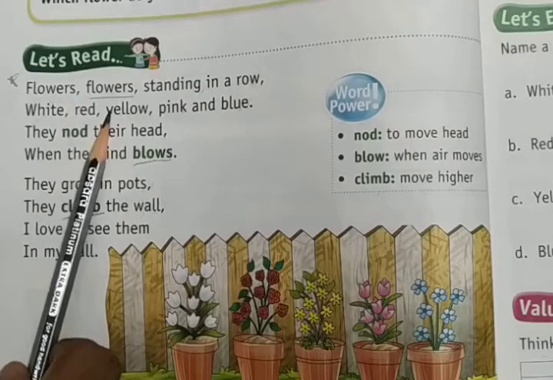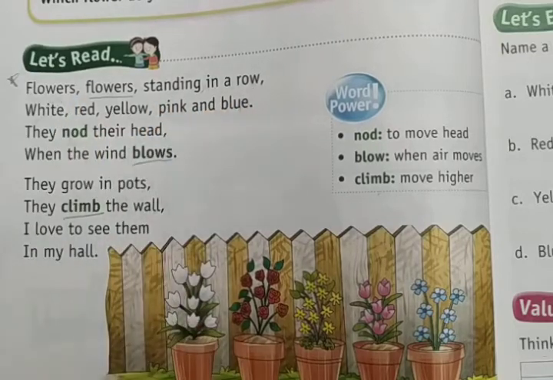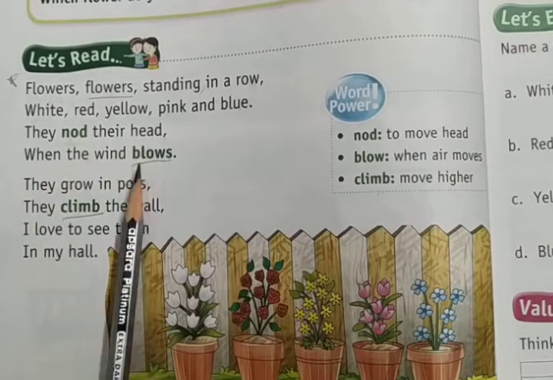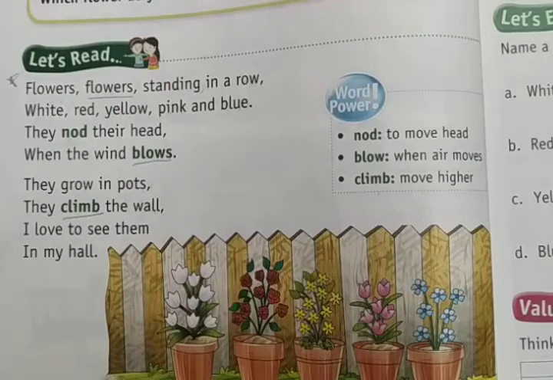Flowers, comma, standing in a row, take a break. Flowers, take a break, standing in a row, take a break again. White, take a break, red, take a break, yellow, take a break. Comma means to take a break. Pink and blue, no breaking there, right? Pink and blue. They nod their head, the complete sentence you need to read, right?